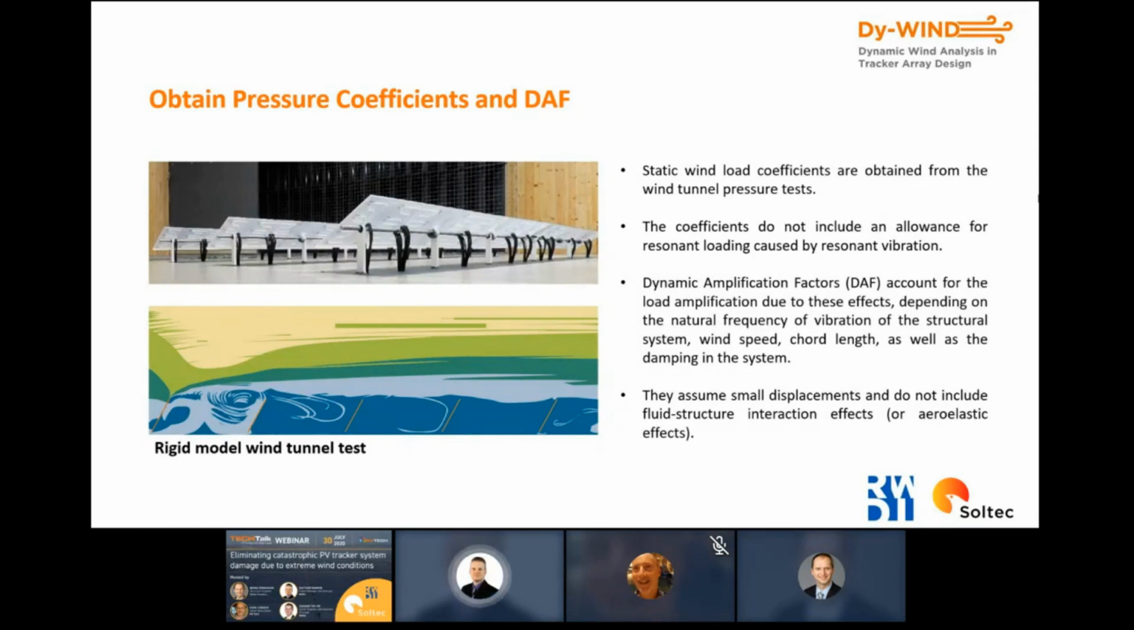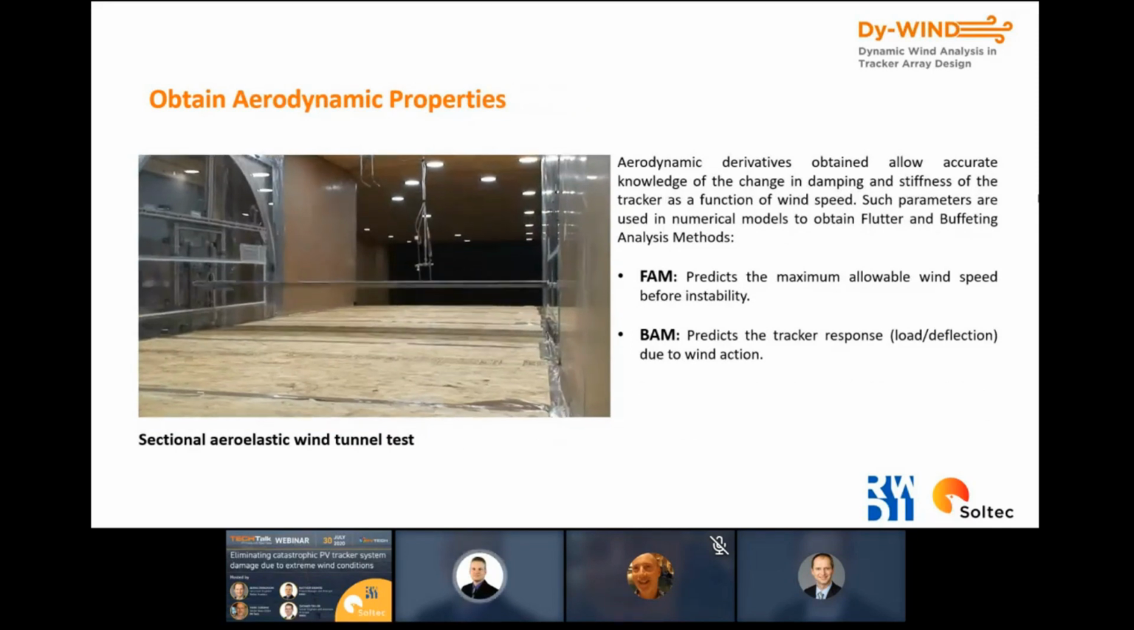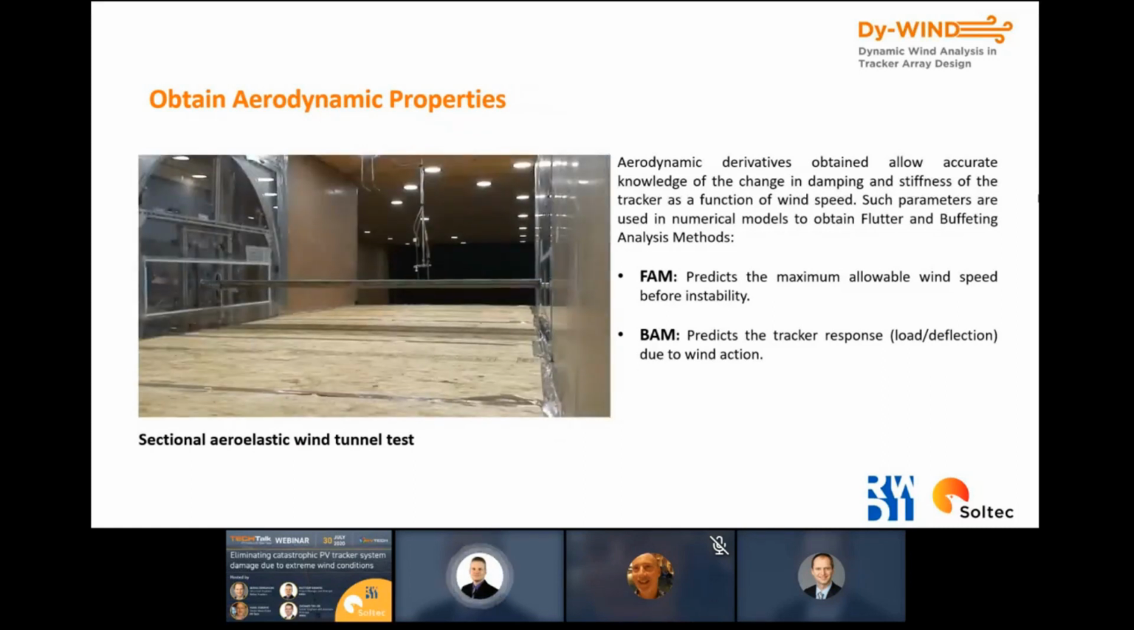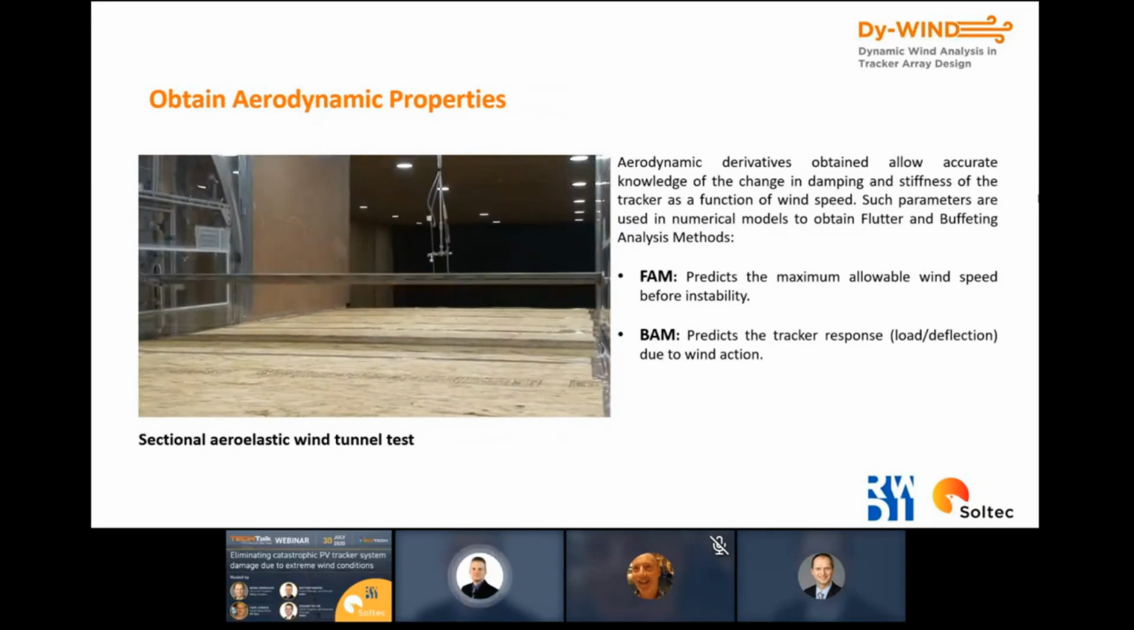Now, on the next slide, we can see the second main component of the DIWind approach, and that's a form of aeroelastic test called a sectional model test. And essentially what this does is it takes a short section of the tracker, which is nominally rigid, and we mount it in the wind tunnel on a spring suspension rig on both sides of the section, as you can see in this video. And that allows the rigid section to move aeroelastically. So it can rotate, and if need be, it can translate up and down and side to side.